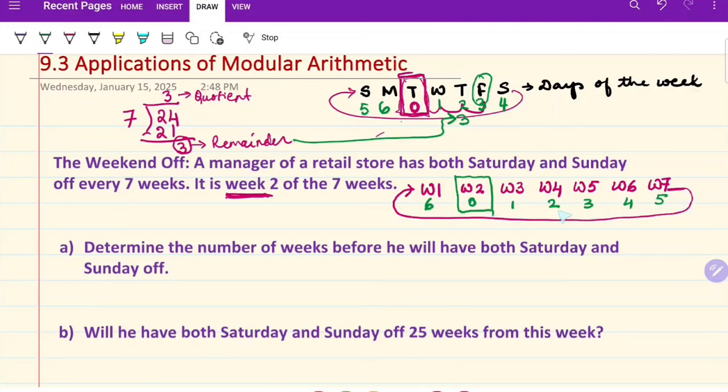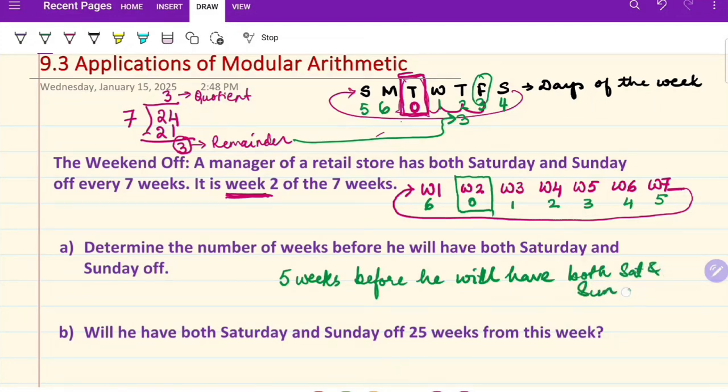So 1, 2, 3, 4, 5. So the answer to this question will be 5 weeks before he will have both days off, both Saturday and Sunday off. That's all. All right. So here we just performed our counting from the week that we are in presently.